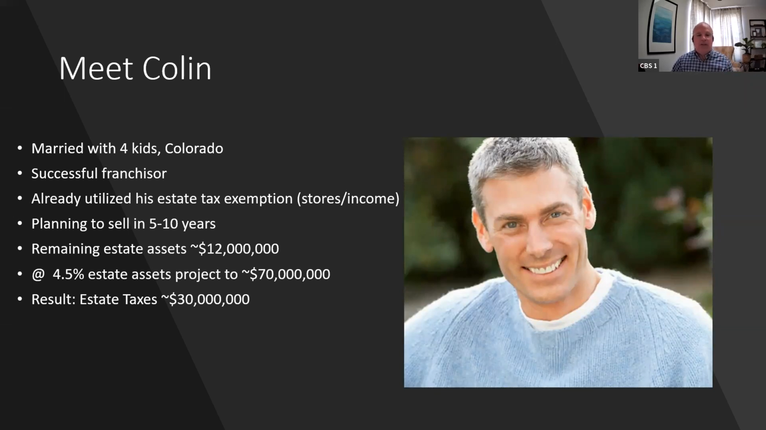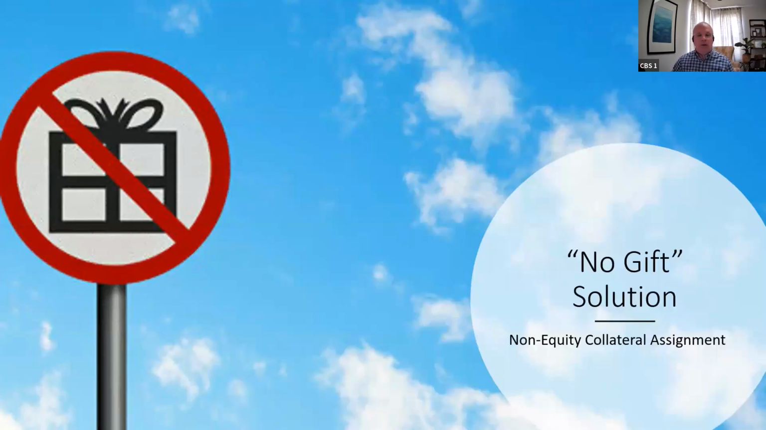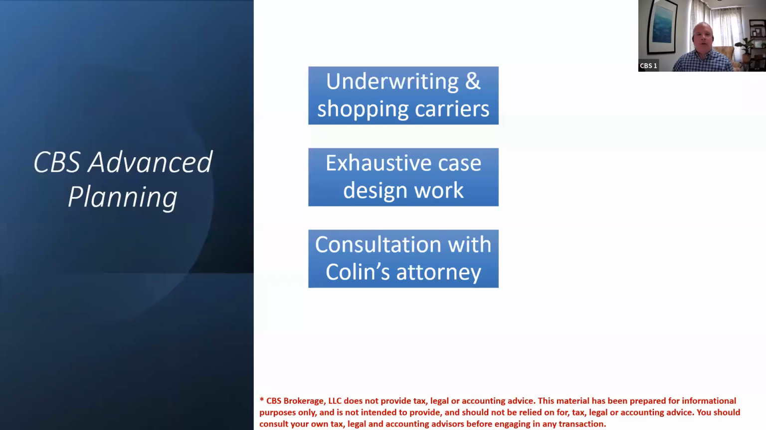If you take that $12 million and grow it at 4.5%, he's going to be facing an estate tax of around $30 million, but he doesn't have any gifting capacity to make any more gifts or to fund a life insurance policy. So is there a no gift solution? Yes, non-equity collateral assignment. To start off, we're going to do what we always do, which is make sure that we've got the best carrier, the best product, and the best underwriting possible.